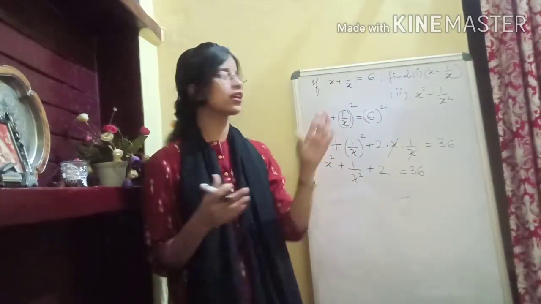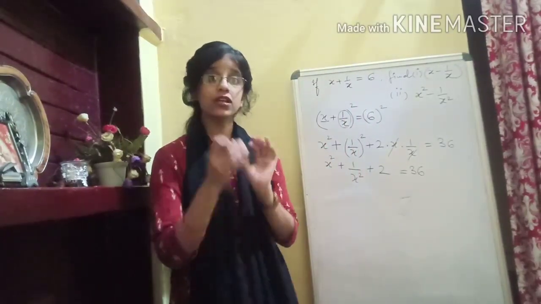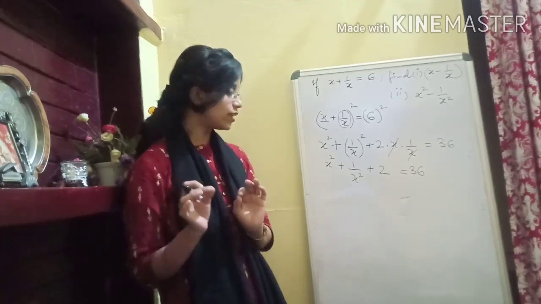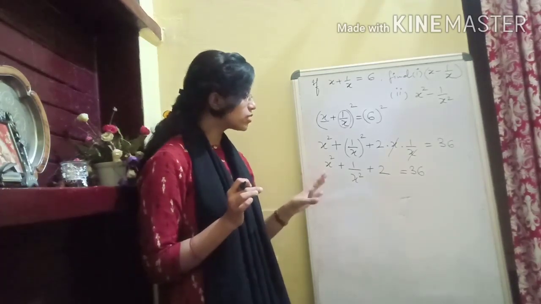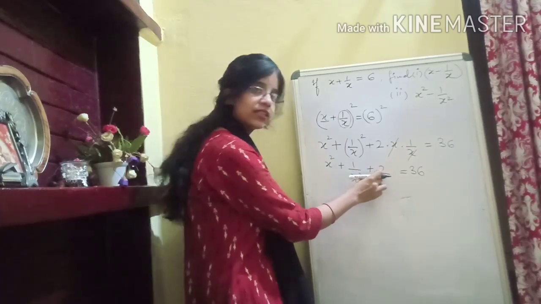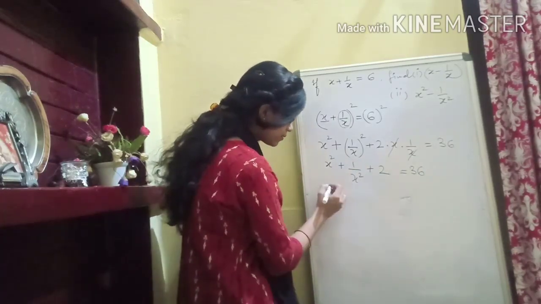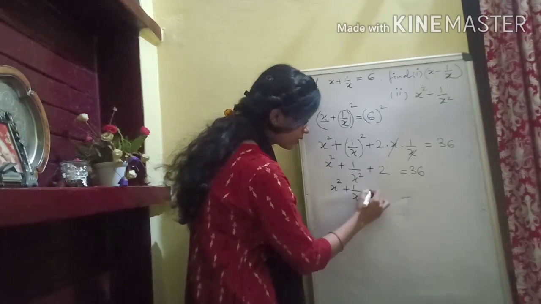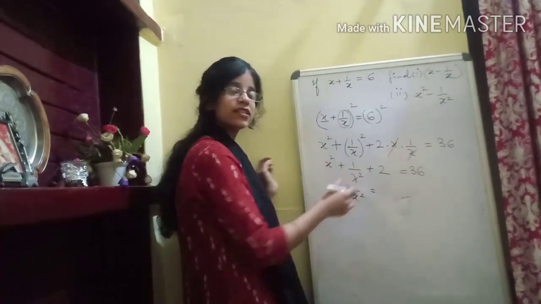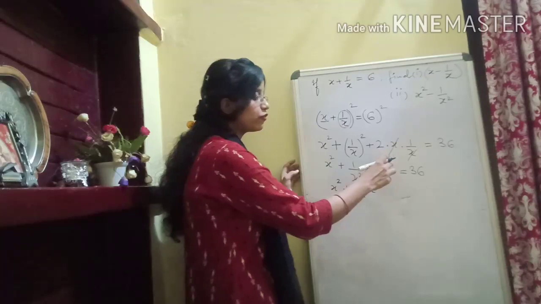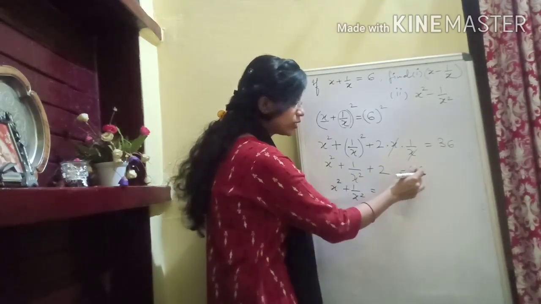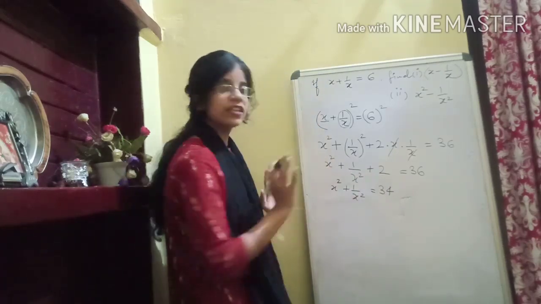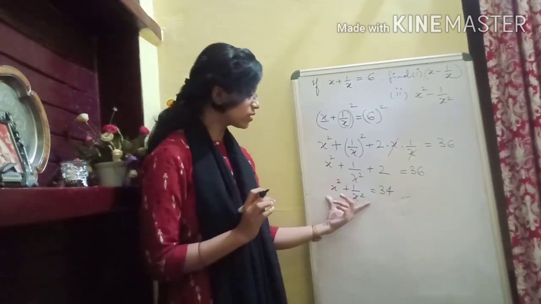There are many ways to solve a question, but now you need to see very carefully that this time I am going to take this plus 2 to the other side. x square plus 1 upon x square. Now plus 2 will go to that side and it will become minus 2. So 36 minus 2 will be 34. So we have reached till here.